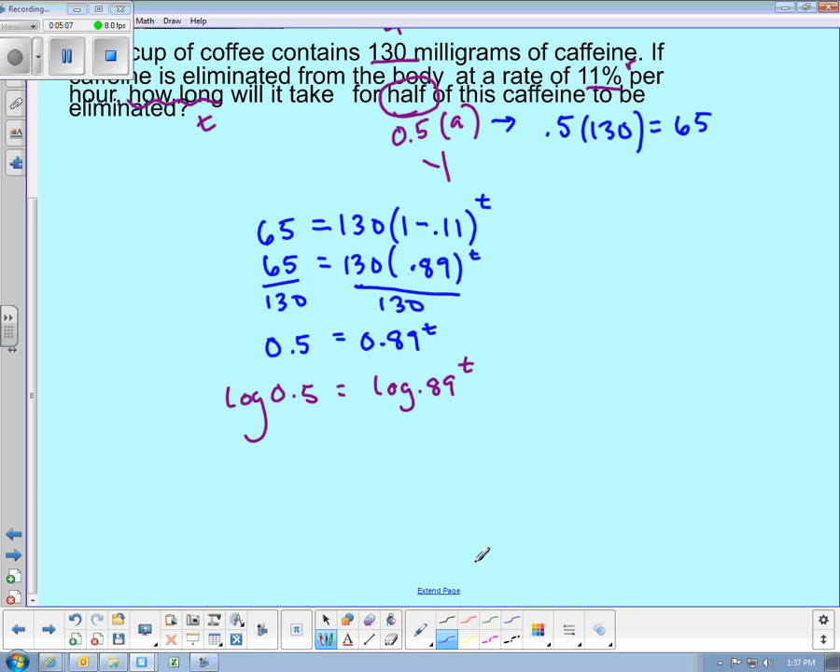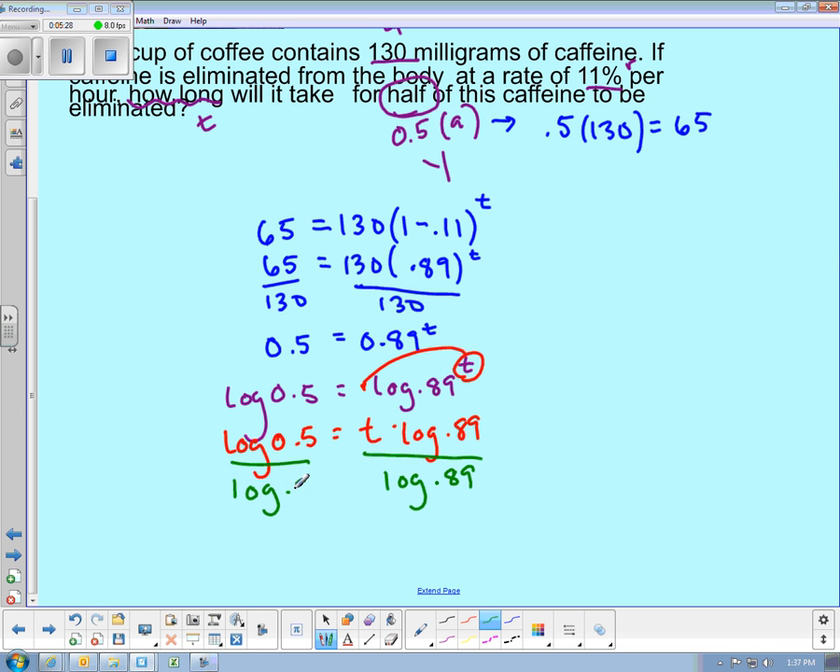And then we all know that makes that t come out front because that's our property of logs. So I have the log of 0.5 is equal to t times the log of 0.89. Now I can find t by dividing by the log of 0.89, divided by the log of 0.89. So that's what you need to type into your calculator now.